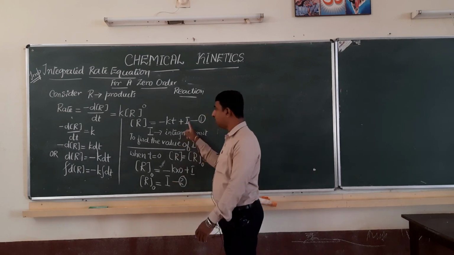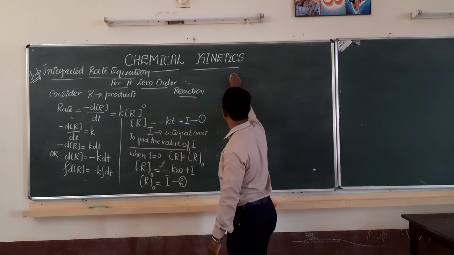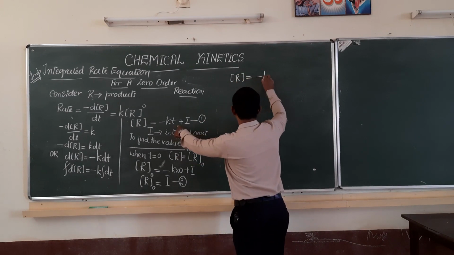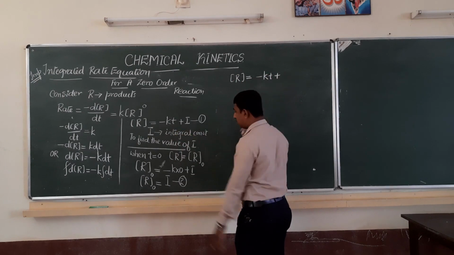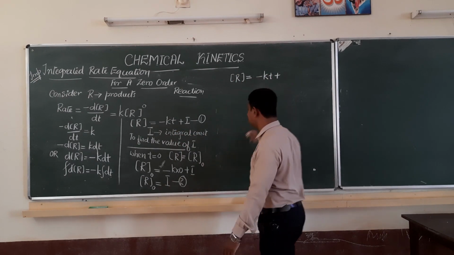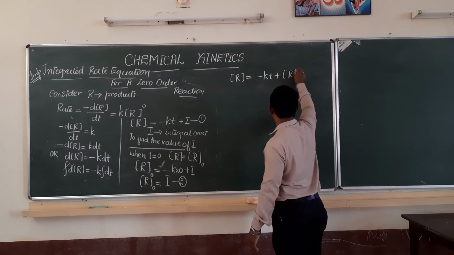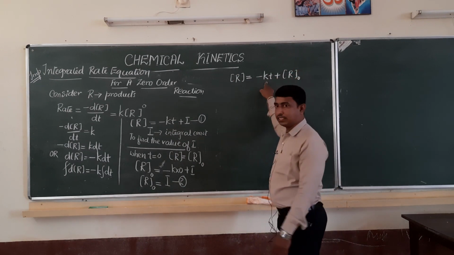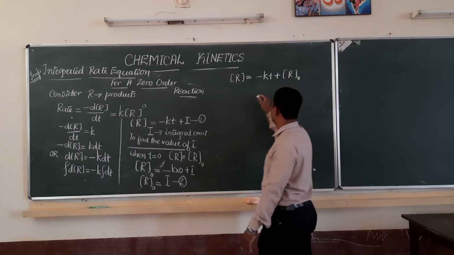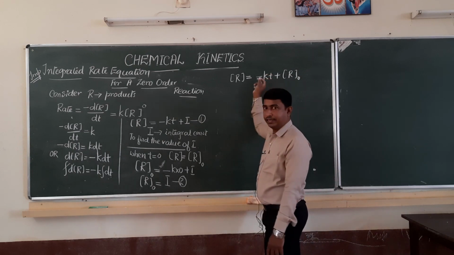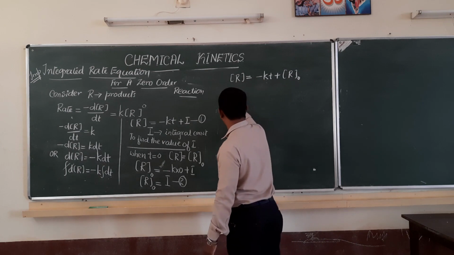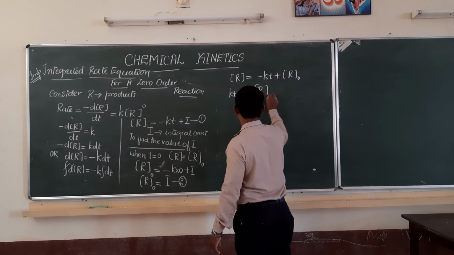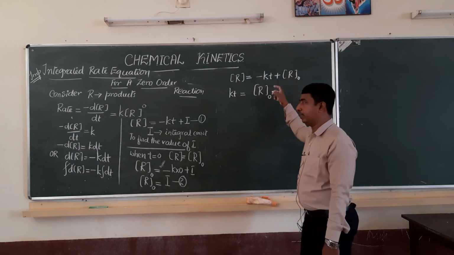Again, substitute the value of I in equation 1. That is R equal to minus kt plus I. What is I? I is equal to R naught. So R is equal to minus kt plus R naught. Or take this minus kt to the left hand side, so it becomes plus kt. It is equal to R naught, which is already on the right hand side.